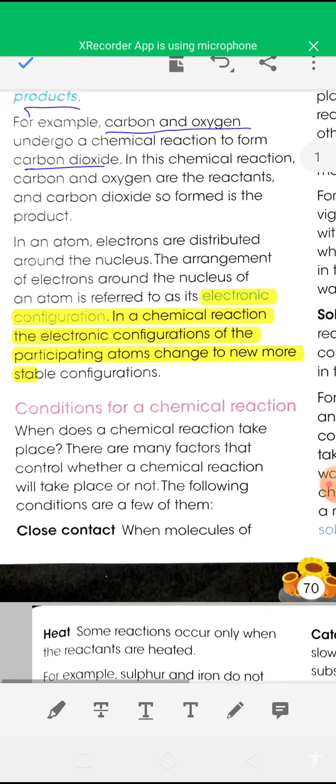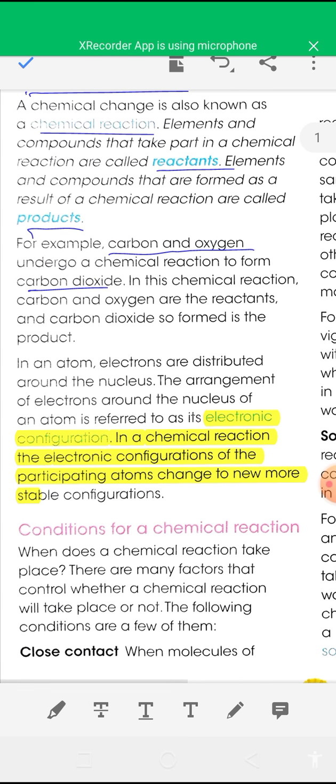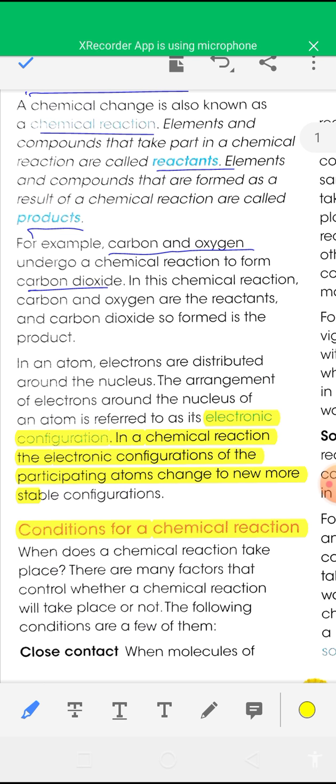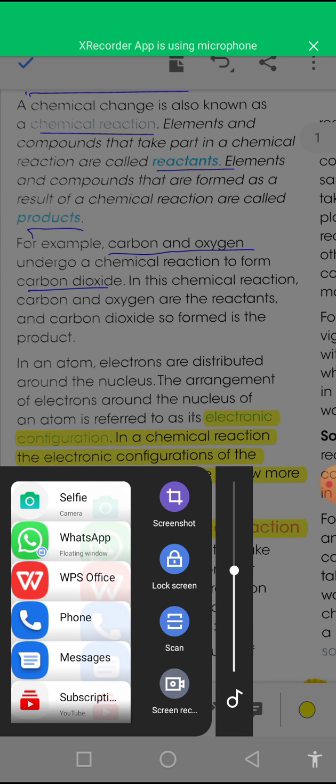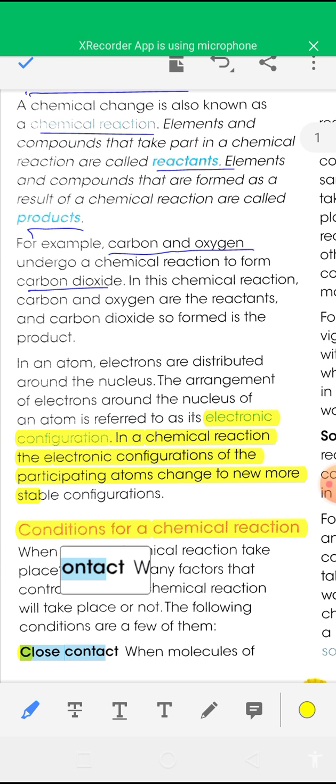Now the conditions for a chemical reaction. There are some important conditions for a chemical reaction, and the first condition is close contact. Close contact of reactants.